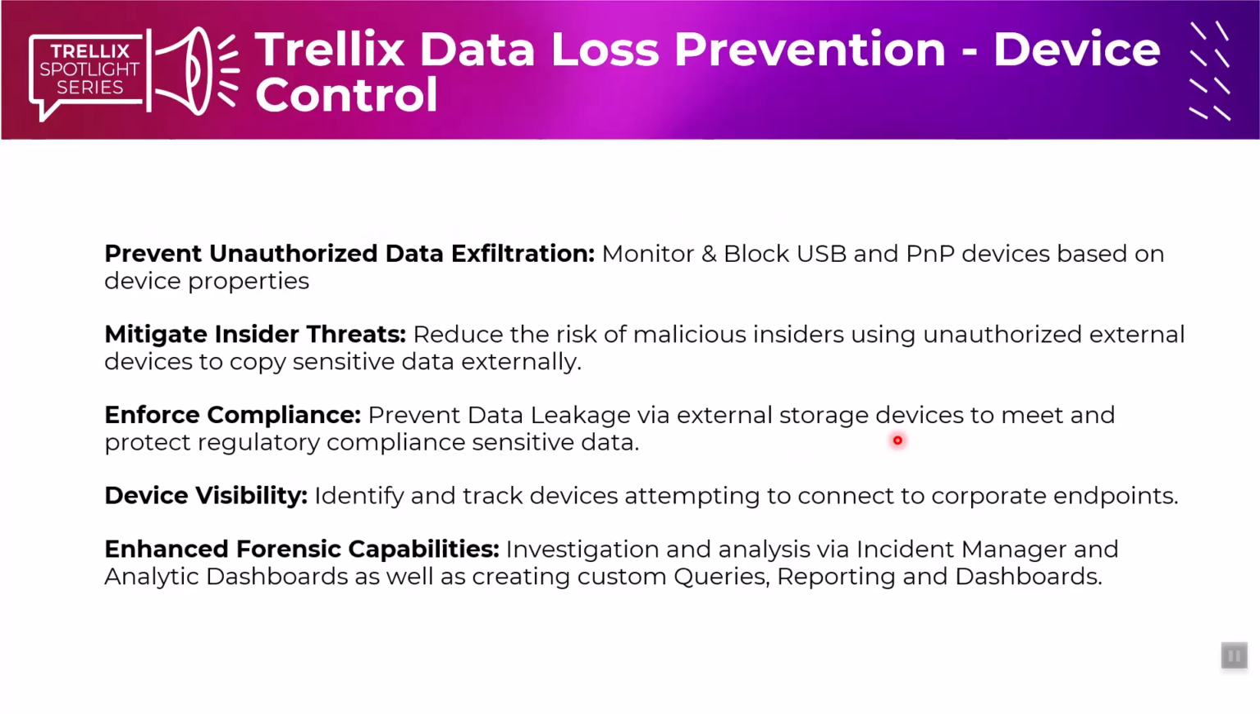So, building the case for why, as a first line of defense, you want to protect with data loss prevention targeting the physical side of things. Device control is going to prevent unauthorized data exfiltration. You could monitor or block physical USBs and plug and play devices based on properties, mitigating the insider risk from malicious insiders using unauthorized external devices to copy data, either intentionally or unintentionally. A lot of the leakage is accidental, but there you go.